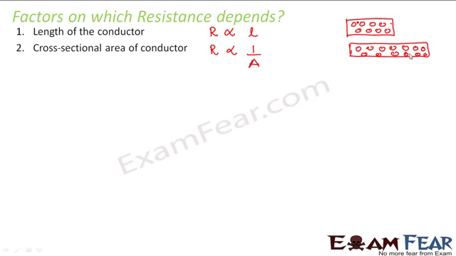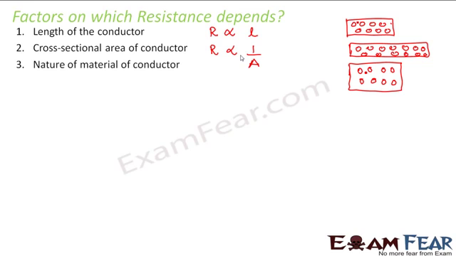Therefore, the number of collisions will increase. Therefore, resistance will increase. Now, let us suppose instead of increasing the length, you increase the cross-sectional area. Increasing the cross-sectional area will not increase the number of atoms. So the number of atoms is still the same, but now the free electron will experience fewer collisions. Therefore, the resistance will decrease with an increase in area.